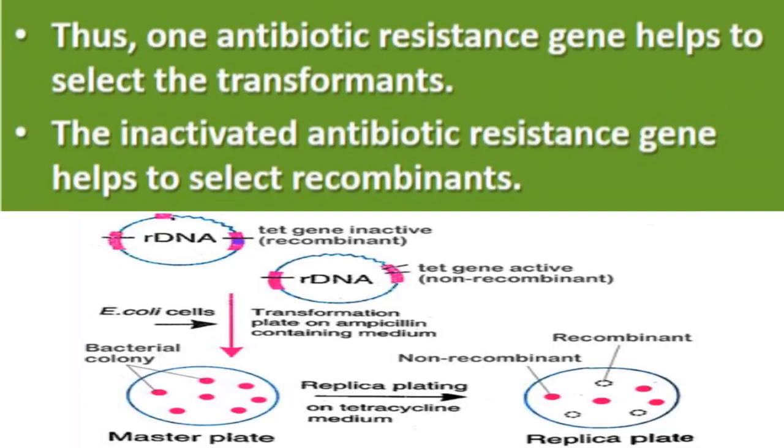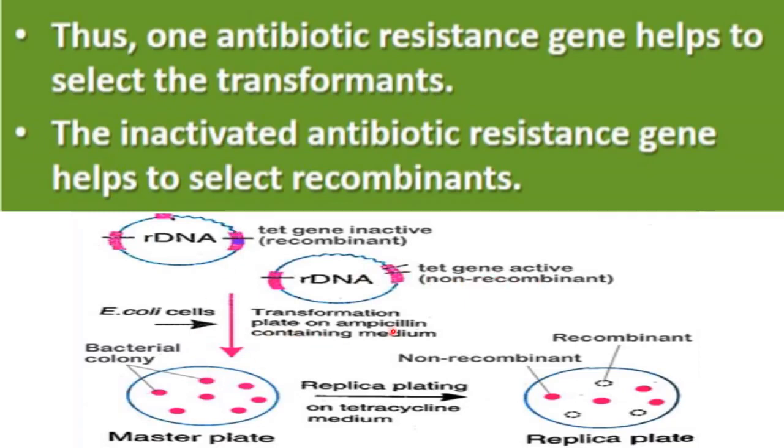We can say that one antibiotic resistance gene helps to select the transformants, and which one is that? Ampicillin. The inactivated antibiotic resistance gene helps to select recombinants. As you can see here, this is recombinant DNA because the tetracycline gene is inactive here, and this is non-recombinant because the tetracycline gene is active here.